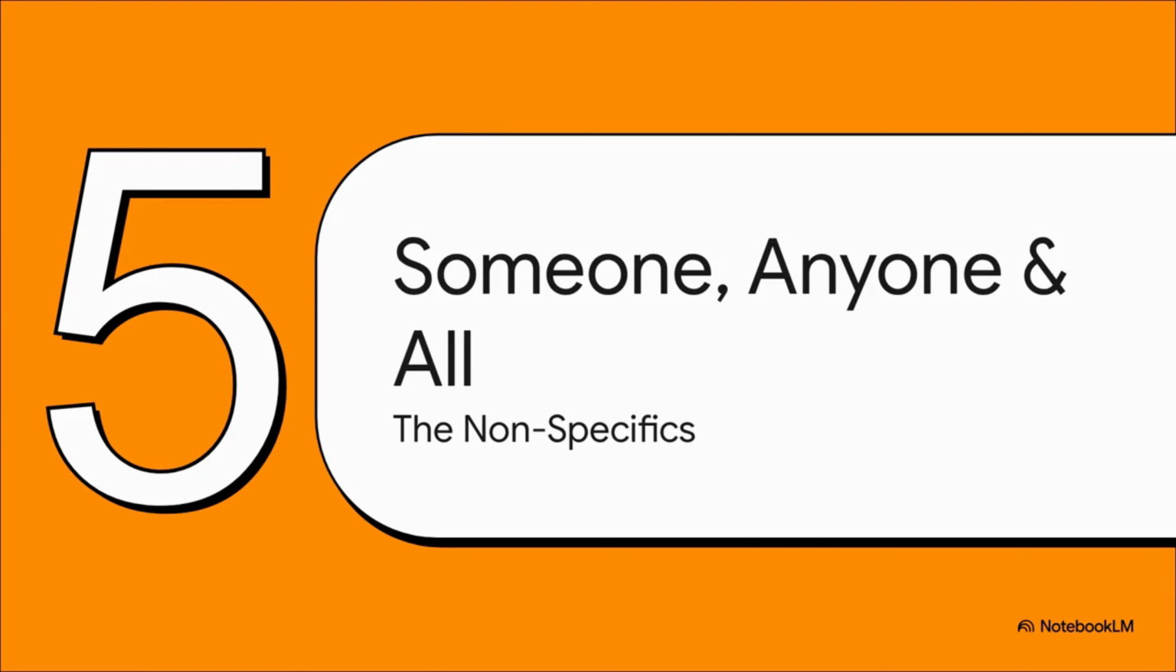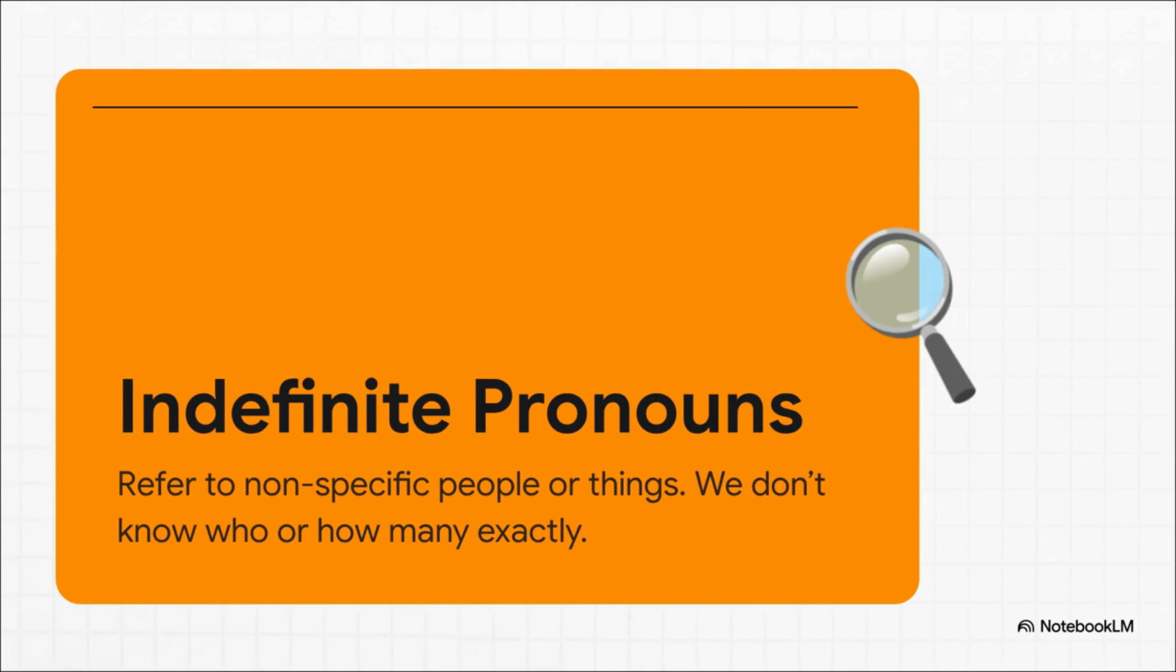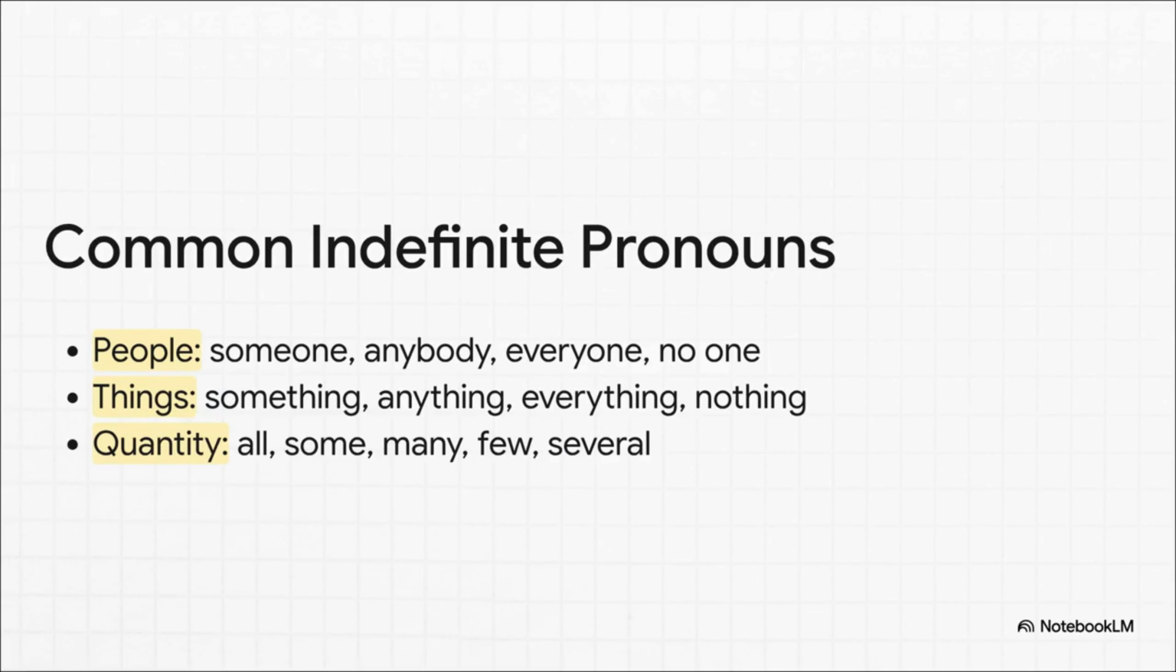Okay, but what about when you're not talking about a specific person or thing? You know, when you're just being general. For that, we need another tool in our kit. And that tool is the indefinite pronoun. The name kind of says it all, right? They aren't definite. We use them when we don't know, or maybe just don't need to say exactly who or what we're talking about. And here are just a few of the most common ones.